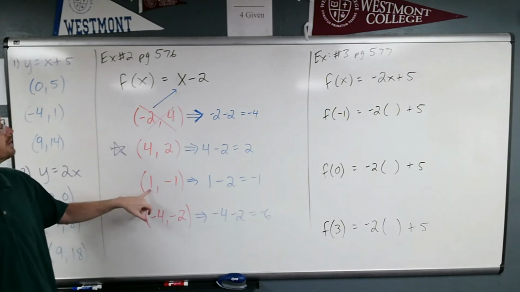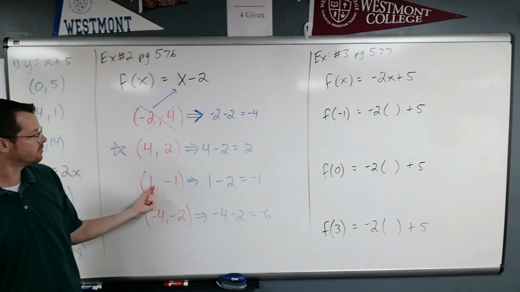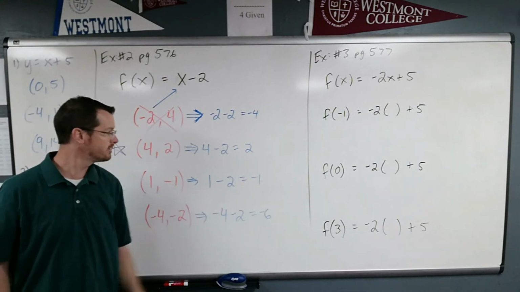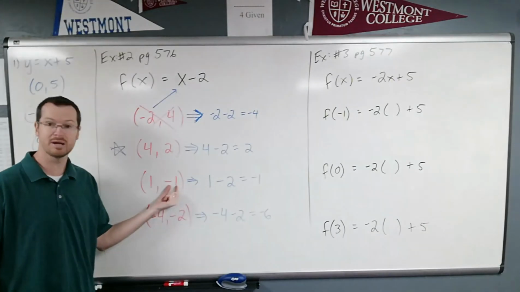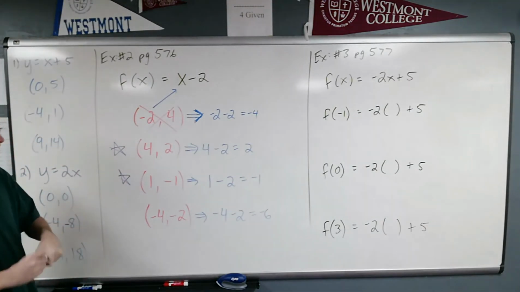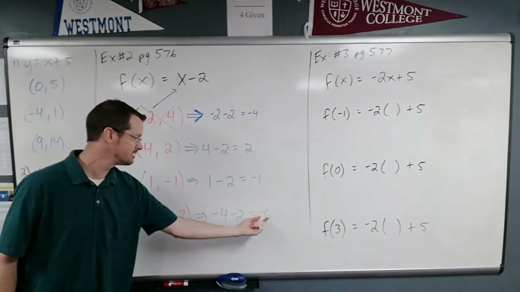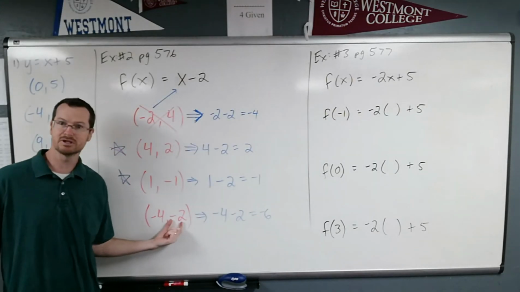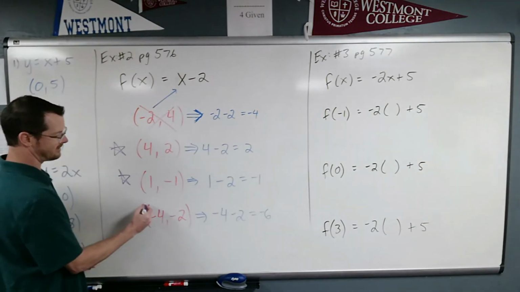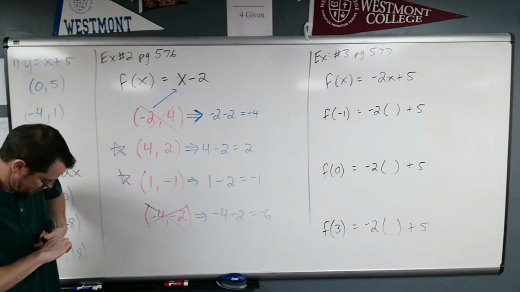How about we plug in a 1? 1 take away 2. If I take a 1 and I take away 2, I'm going to end up with a negative 1. That's good because that's what I'm supposed to get. This point's in the function box. This one represents it well. But how about I plug in a negative 4? Negative 4 take away 2, that's going to give me a negative 6. But they wanted to see if it was going to be a negative 2. It's not a negative 2. That one doesn't work.